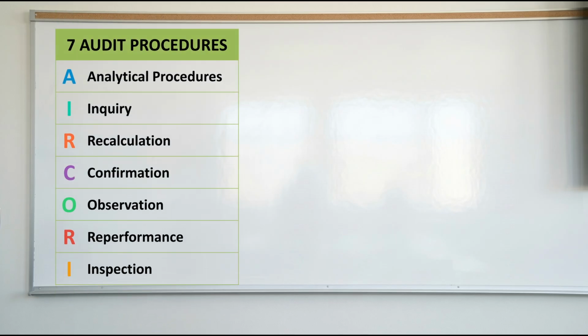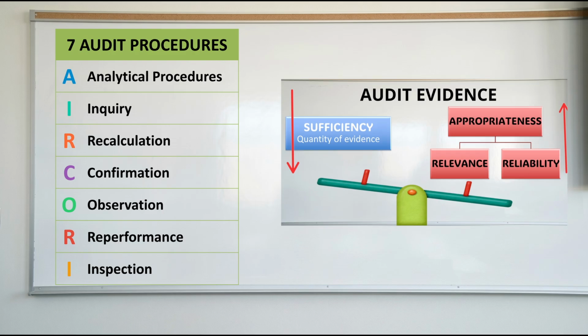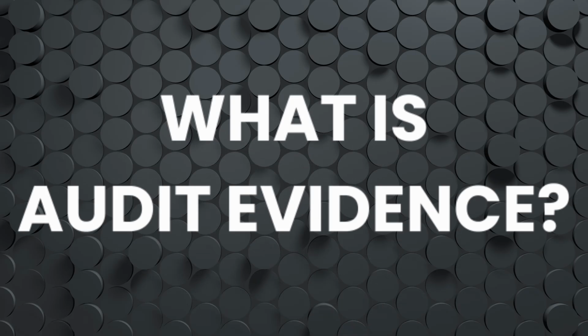So here's what we're going to do. We're going to break down the entire system of audit procedures and audit evidence from the ground up. By the end, you'll understand how to look at any account balance or transaction and immediately know what category of procedure to use, what direction to test in, and what kind of evidence you actually need. Let's start with the basics.